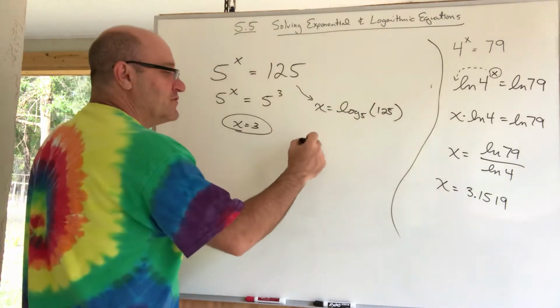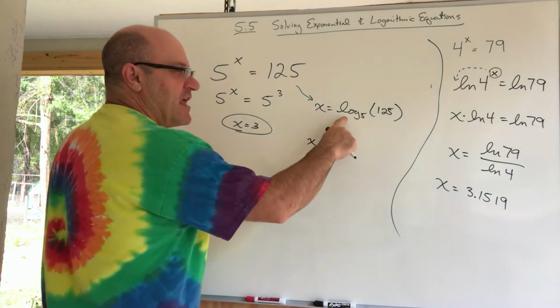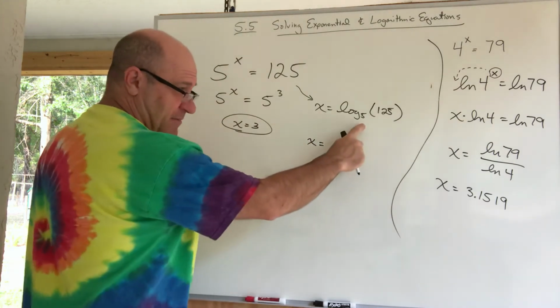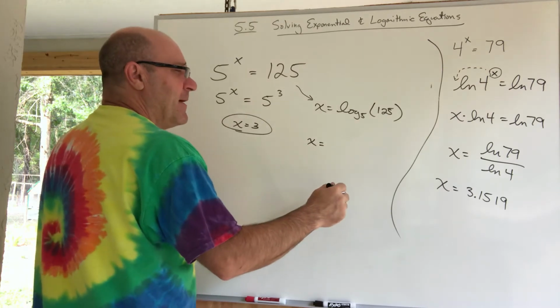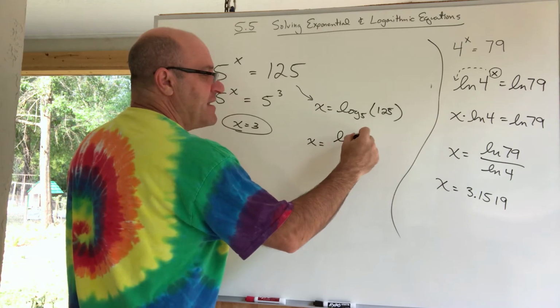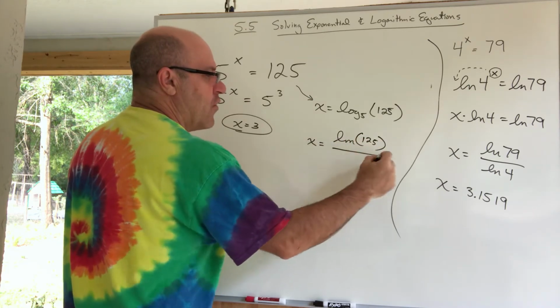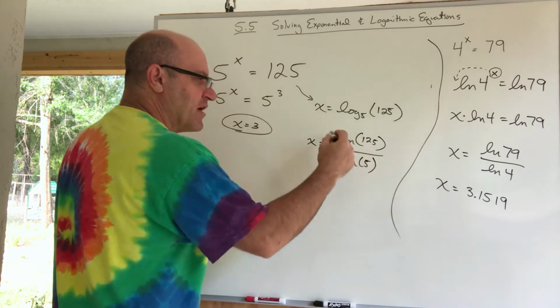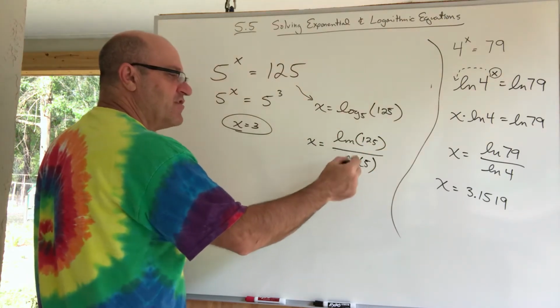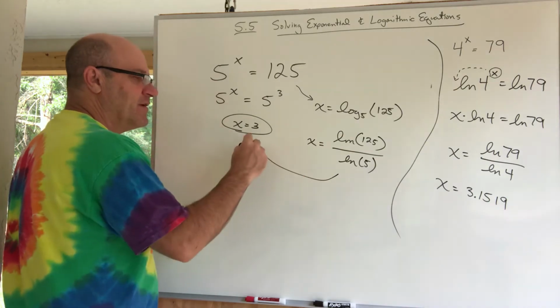Here's another approach to it. I feel like you can't punch this in your calculator because you don't have a log base 5 button, but some of your calculators might. You could do that change of base formula I talked about. You can change it to an ln of 125 over an ln of 5. If you pick up your calculator and do these, that's a crazy decimal, that's a crazy decimal, but when you divide them, the answer is 3.